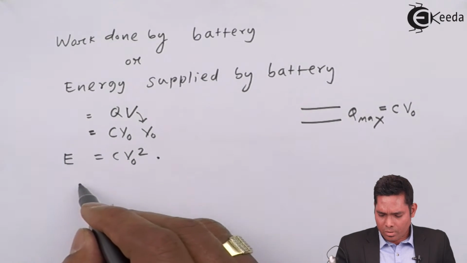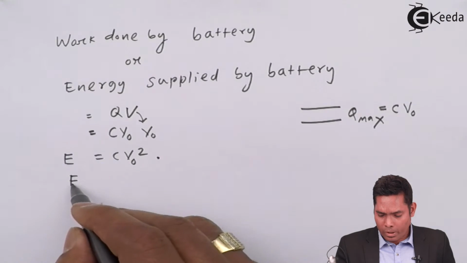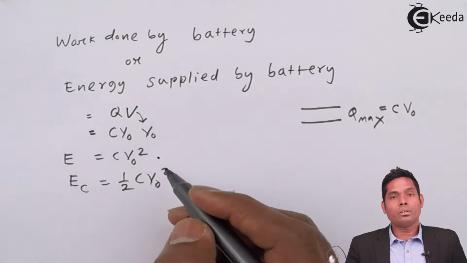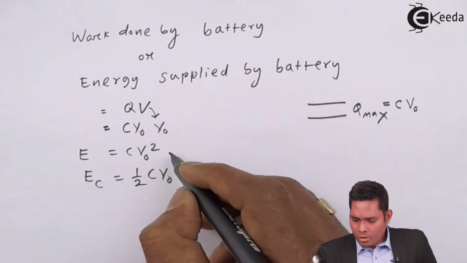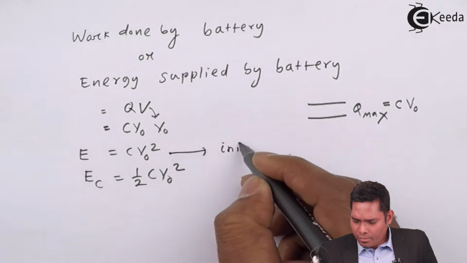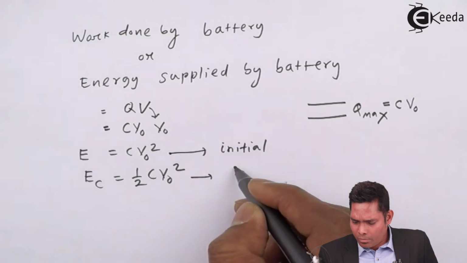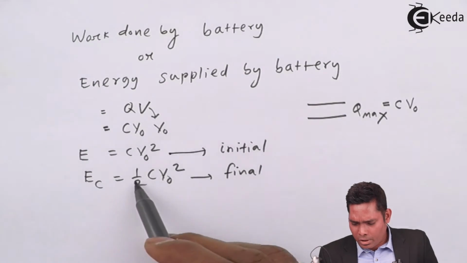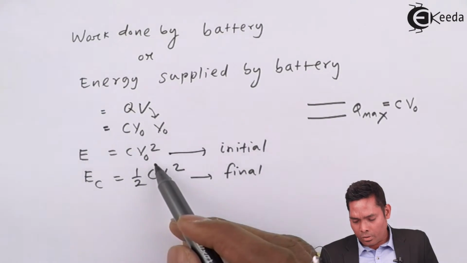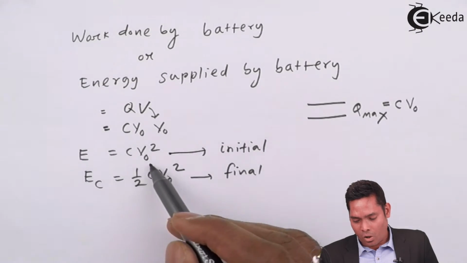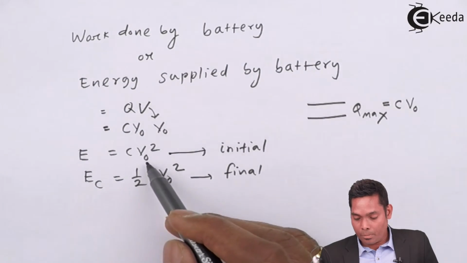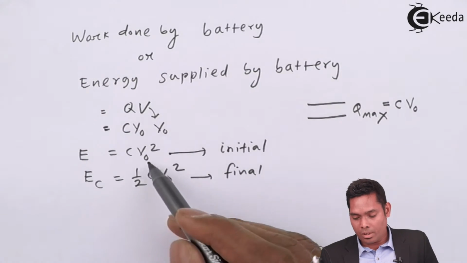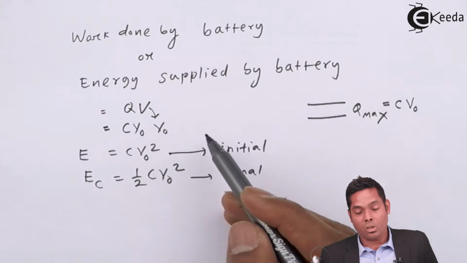Out of this, the energy stored in the capacitor is half CV0 square. The rest of the energy is lost. So this is the energy supplied, and this is the energy stored. The difference of the energy is lost, because the energy supplied by the battery is not all stored in the capacitor. Half of that is stored in the capacitor. That means the other half is lost as heat.